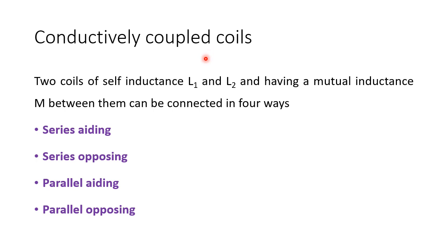Conductively coupled coils. So we know that two coils can be connected for coupled circuits. Two coils of self-inductance L1 and L2 and having the mutual inductance M between them can be connected in four ways. The first one is series aiding, second one is series opposing, third one is parallel aiding, fourth one is parallel opposing.